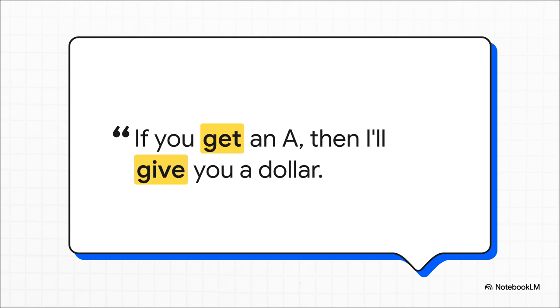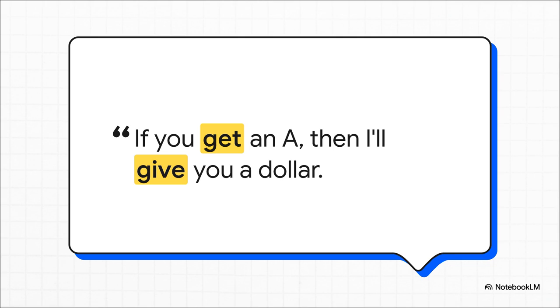Okay, imagine I make this deal with you. If you get an A, then I'll give you $1. Now, let's think about this. When did I actually lie? Well, if you get an A and I give you $1, great, I kept my promise. The statement is true. But if you get an A and I don't give you the $1, then I'm a liar. The statement is false.